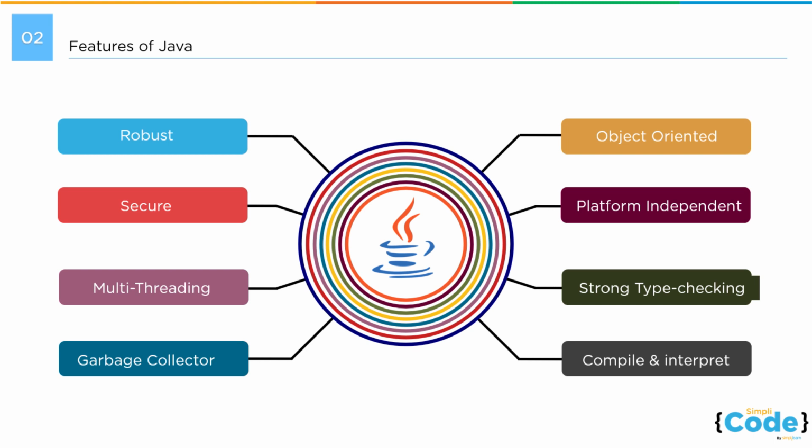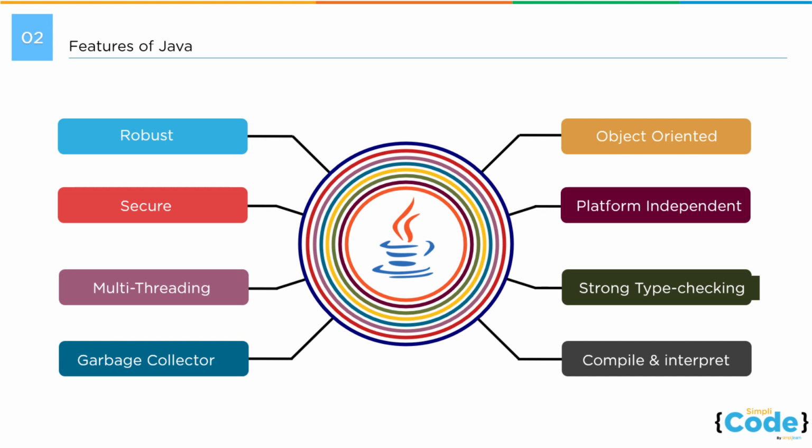Let's talk about the features of Java. One of the most prominent features of Java is that it's an object-oriented programming language, which means that everything which happens in Java happens around objects. Objects enable the execution of the program. Objects talk to each other to exchange data and messages. We will look at the concept of objects in detail in the upcoming lectures.